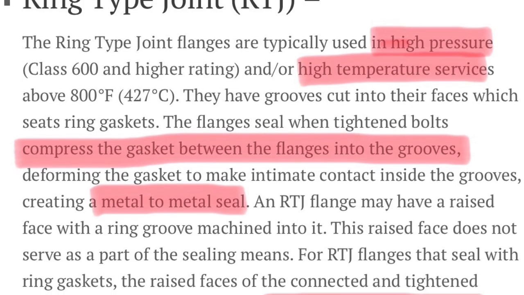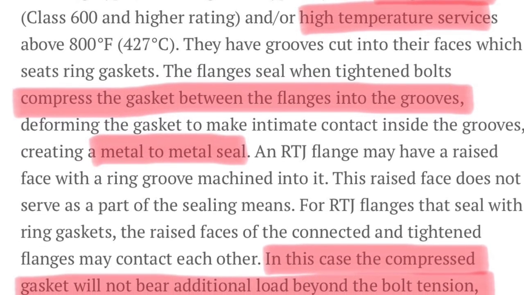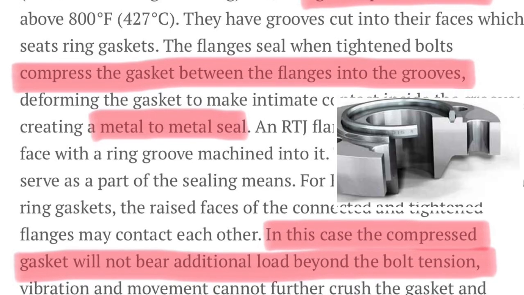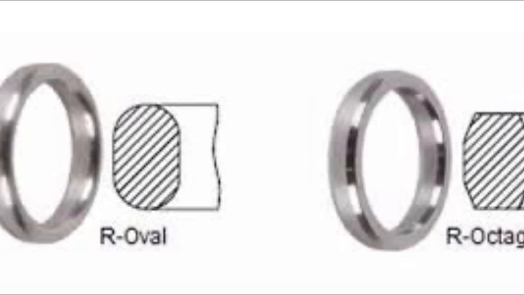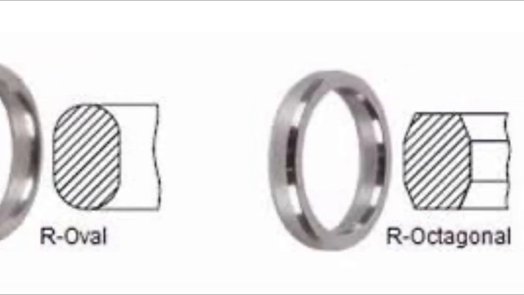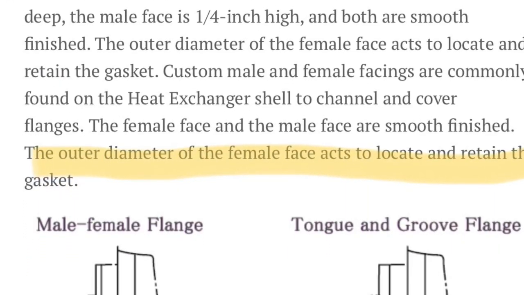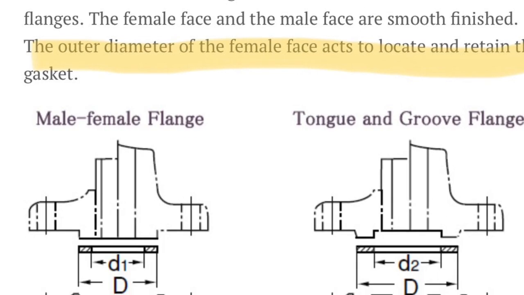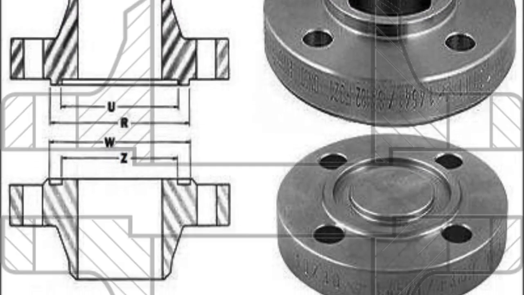Next one is ring type joint. This is normally used for high pressure and high temperature applications. Here there will be a metal to metal contact. Normally oval and octagonal rings are used as a gasket. The efficiency of an octagonal ring is higher than a normal oval ring. Last one is male and female flange. This is similar to tongue and groove flange. The only difference is that the gasket seating area is more in male and female flange compared to tongue and groove.